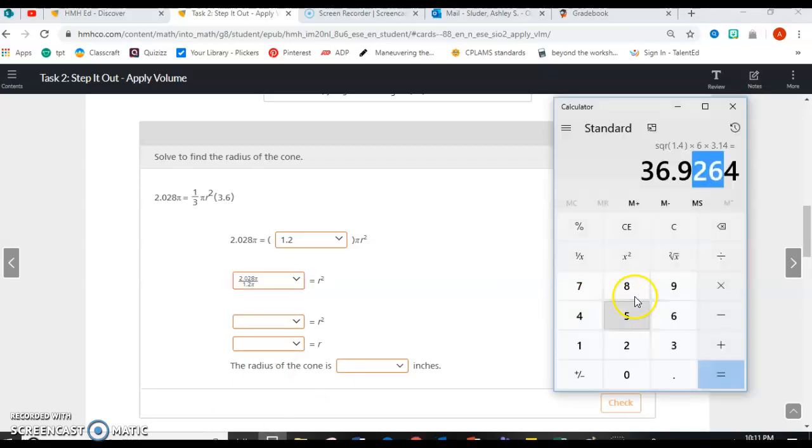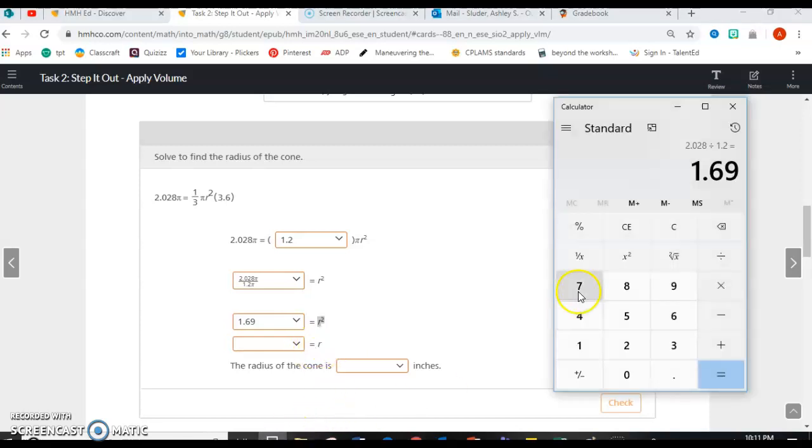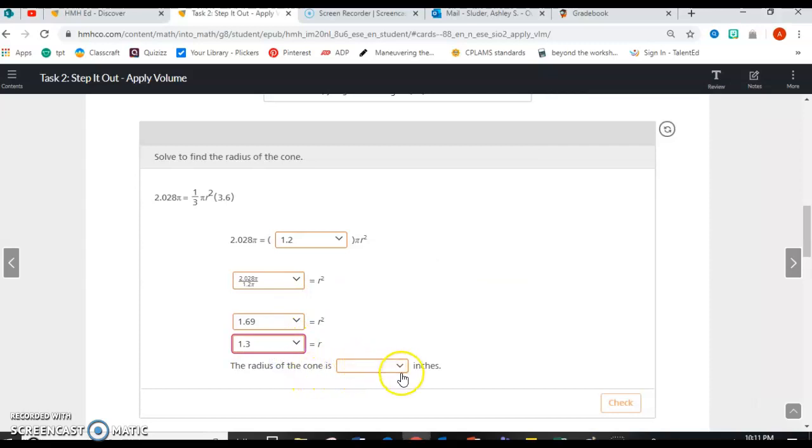So let's put that in our calculator. 2.28 divided by 1.2 gets me 1.69. 1.69 is equal to radius squared. Remember in the last unit we learned about how to undo the exponent. So in order to undo radius squared, I have to find the square root of 1.69. That's this fancy button right here. Square root of 1.69 is 1.3. So now I've identified that the radius of this cone is 1.3 inches.